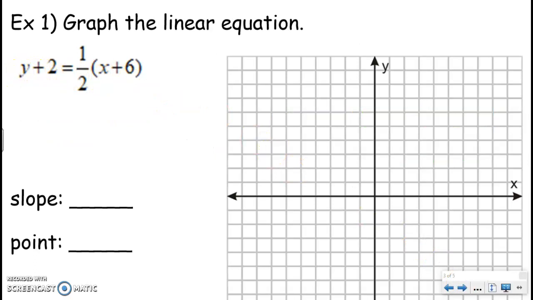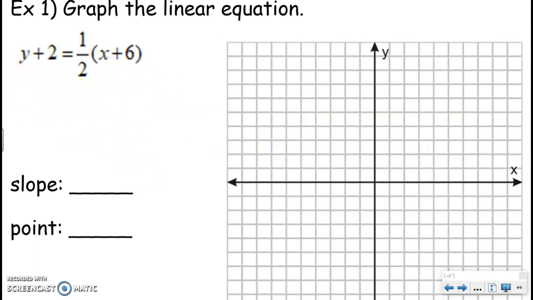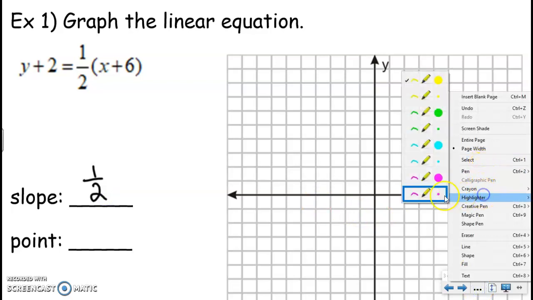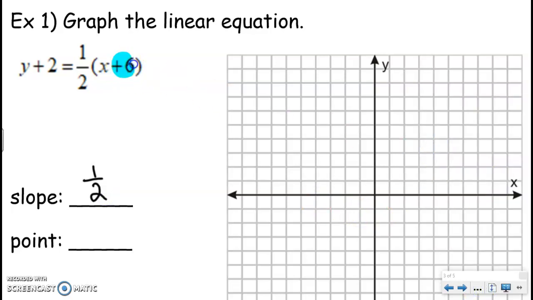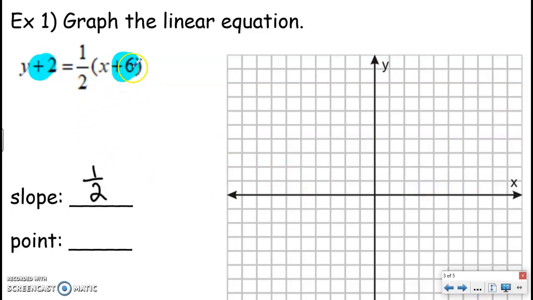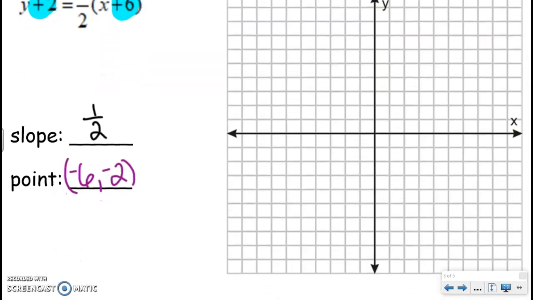Okay, so here's our equation, y plus 2 equals 1/2 times x plus 6. In this, my slope is always in front of my parentheses. Remember, we want our slope to be a fraction, so I have 1/2 there. And then we need to find a point. My x value in my point always comes with the x. My y value in the point always comes with my y. However, I have to change my signs before I can use those. So if I have an x plus 6, that means the point has a negative 6 in it. And y plus 2 means I have the y value of negative 2 in the point.